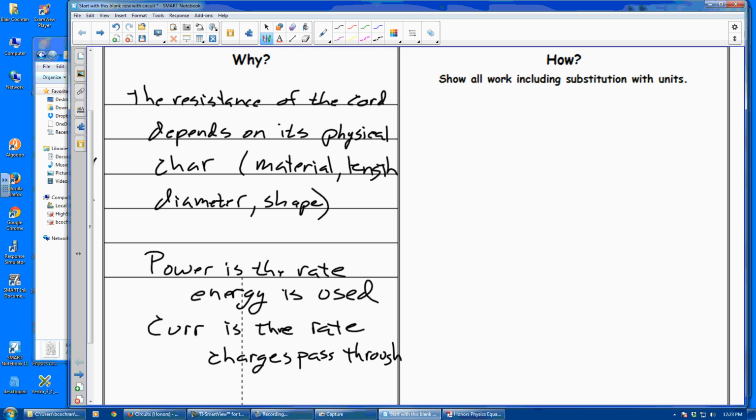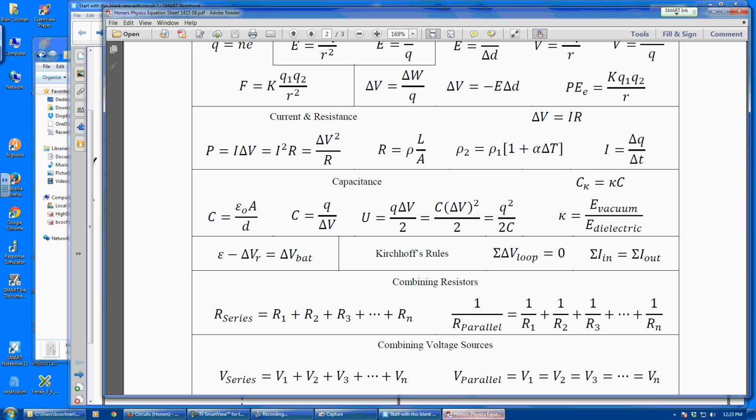All right, so that would be a good why. I'm showing that I understand about the resistance of the cord and what power and what current are, because I'm going to use those facts from my equation sheet. Power-wise, let's see, here it is. I have my power equation over here where power is related to the current and the voltage, the current and the resistance, and the voltage and the resistance. So I kind of can pick whatever form of that makes the most sense to me.